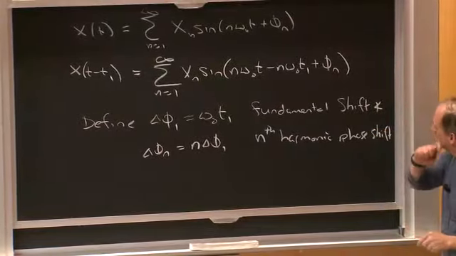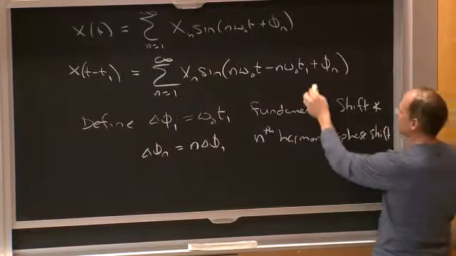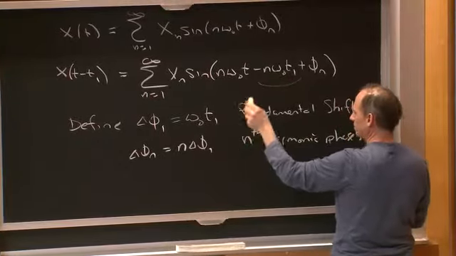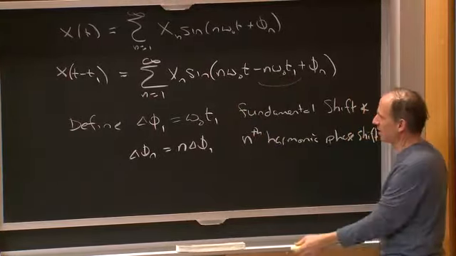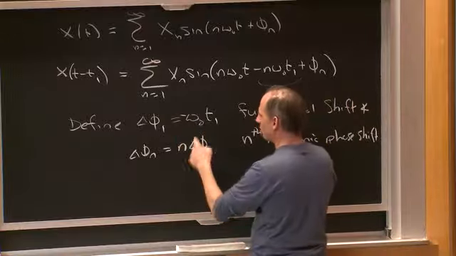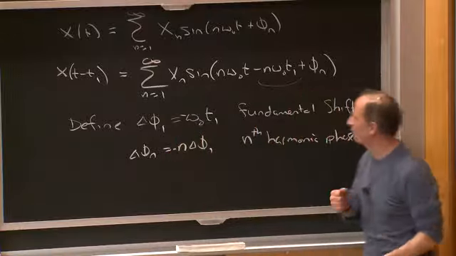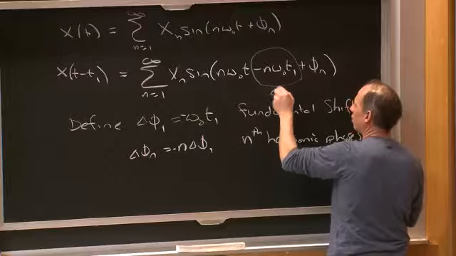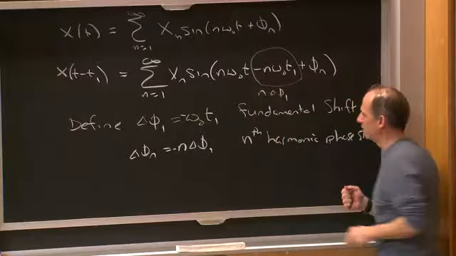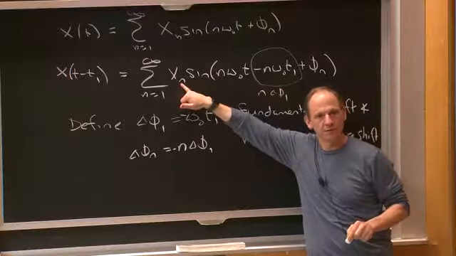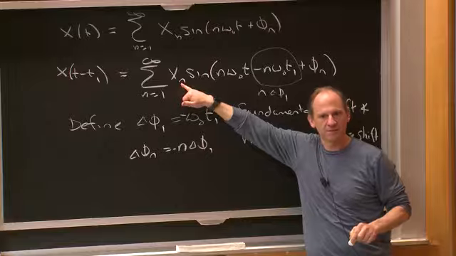And so here you can see, because of the nth harmonic, and maybe I should be careful, define delta phi 1 as being minus omega T1, and this is minus n delta phi 1. So delta phi 1, or n delta phi 1, is the amount I'm shifting the nth harmonic. Does that make sense to everybody?